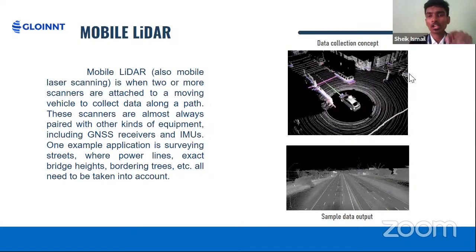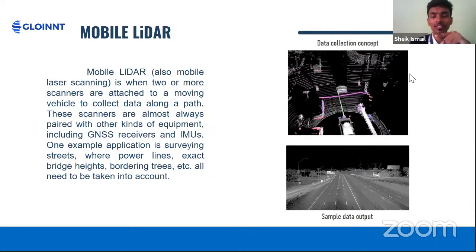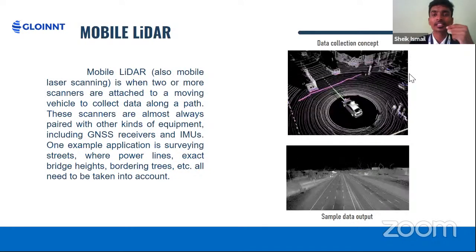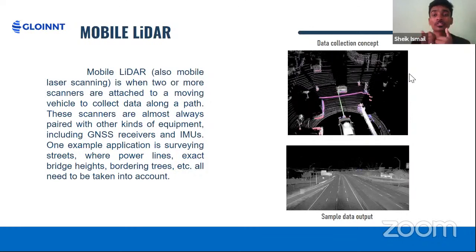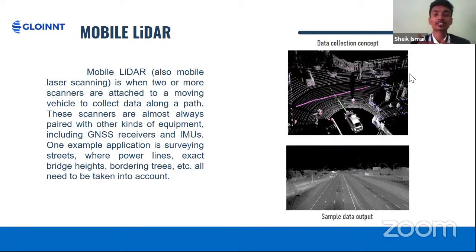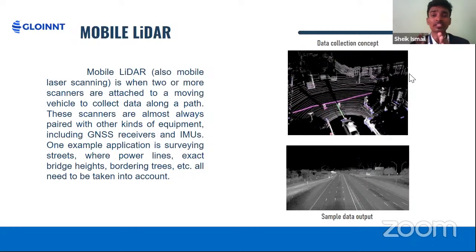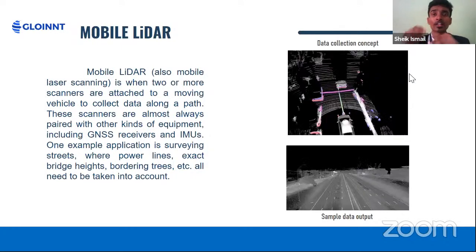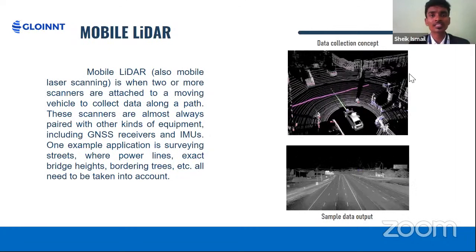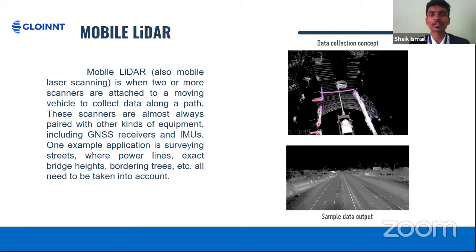Mobile lidar will be attached to a moving vehicle, on the top of the vehicle. Okay, hope you can see that in the first image. It starts capturing the surrounding features, and the output will be like that: bus stops, signboards and culverts, everything perfect.